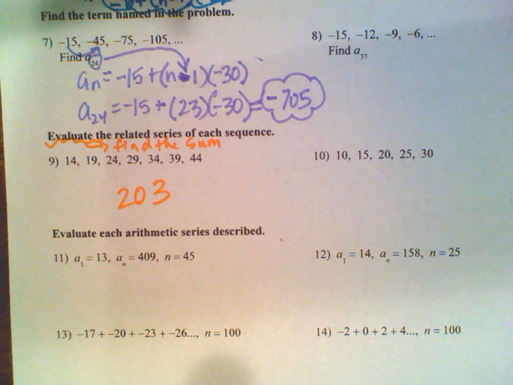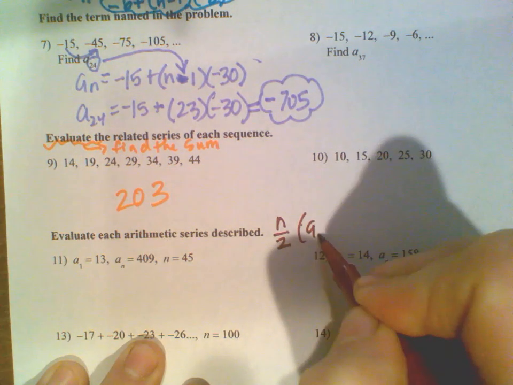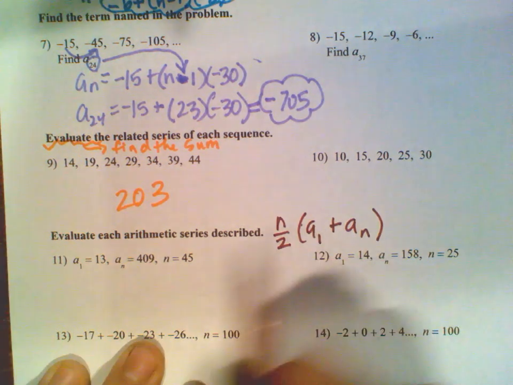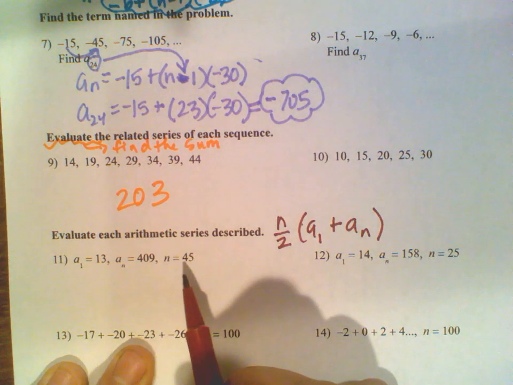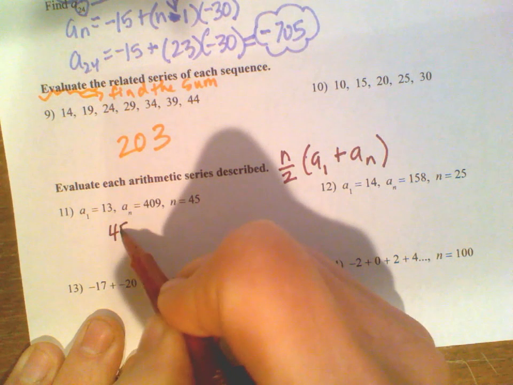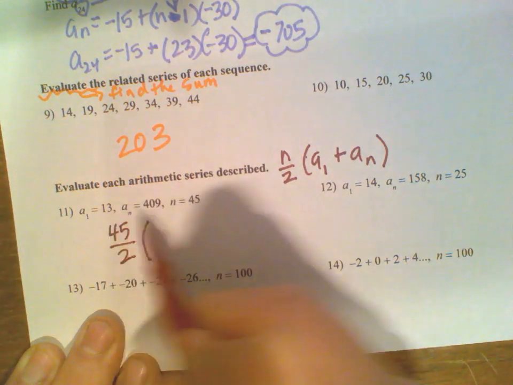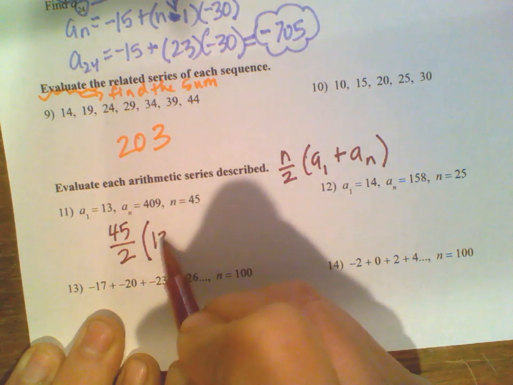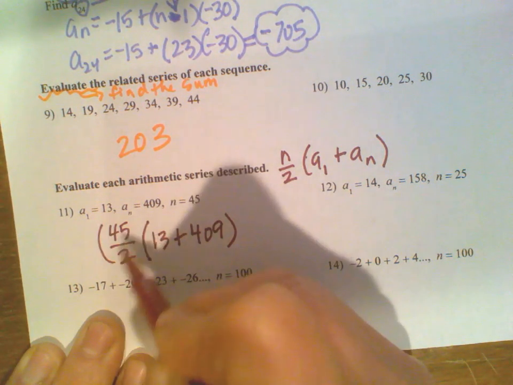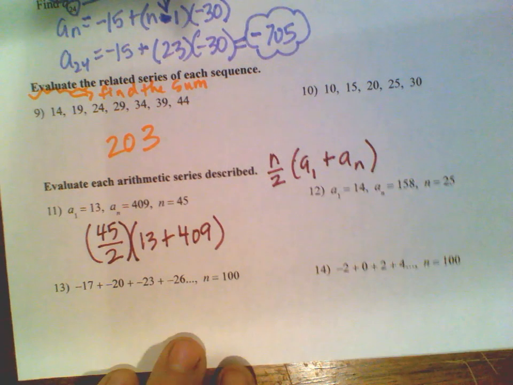It is n over 2 times the first term plus the last term. That's how I'm going to find my sum. And if I'm given everything, it's just a matter of me plugging it in. So this is 45 over 2, because that's what n is, times the first term plus the last term. When I plug this in my calculator, I always put the 45 over 2 in parentheses as well, just because I want to make sure the order of operations is followed.